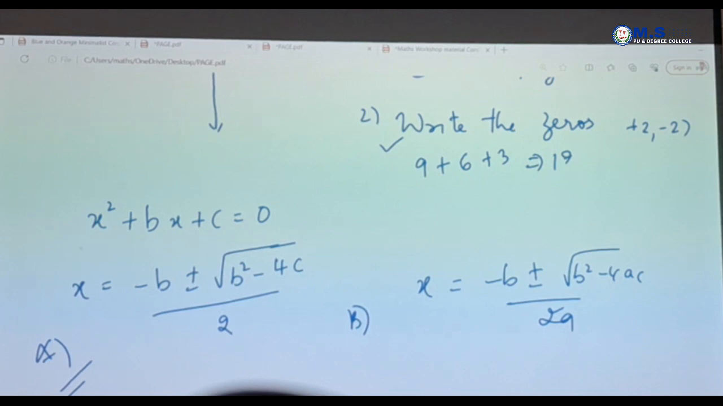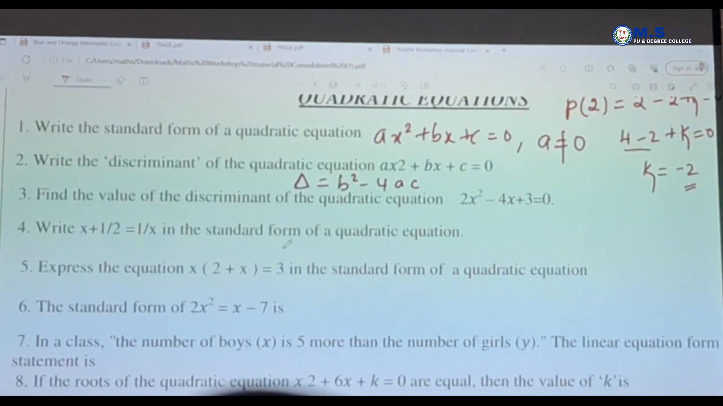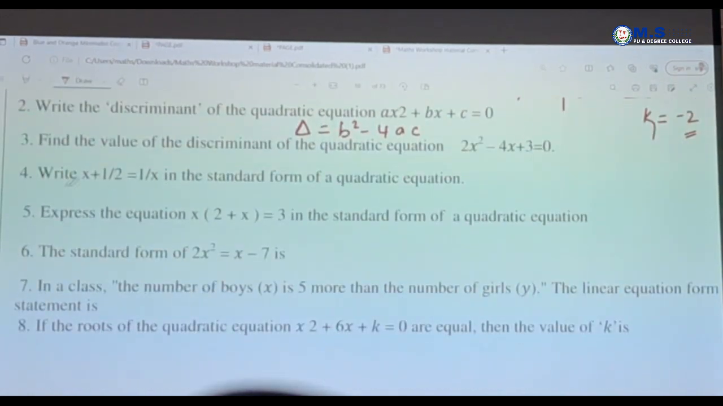Not B. Here the value of B is 1. You should substitute the value of 1, then simplify. Next, x plus 1 by 2 equals 1 by x, the standard form of quadratic equation. You should simplify x plus 1 by 2 equals 1 by x.